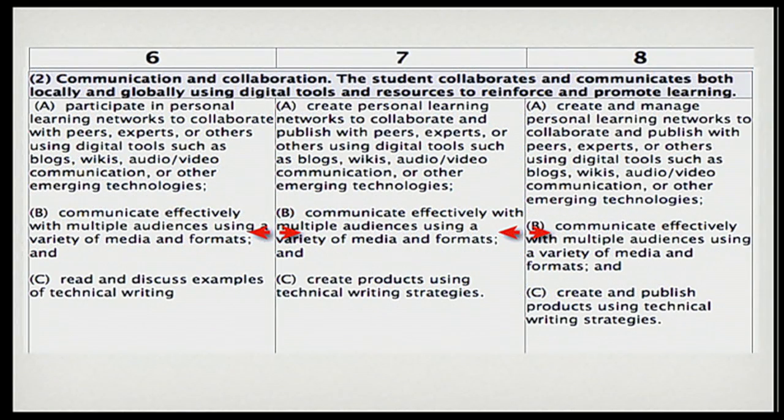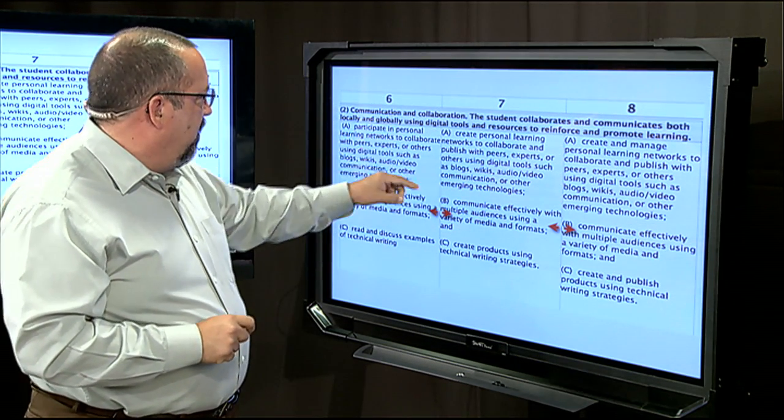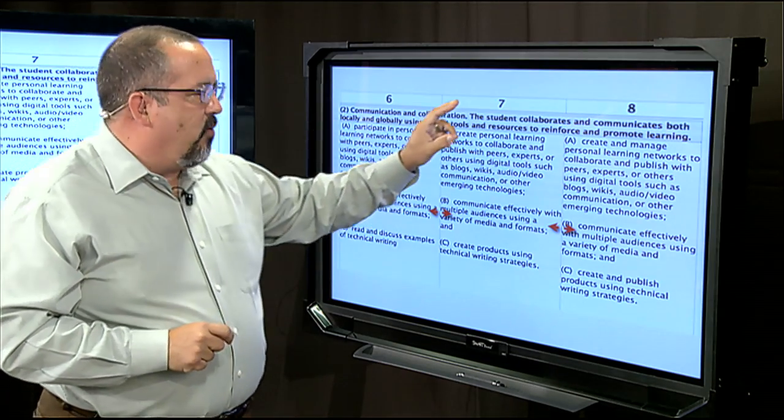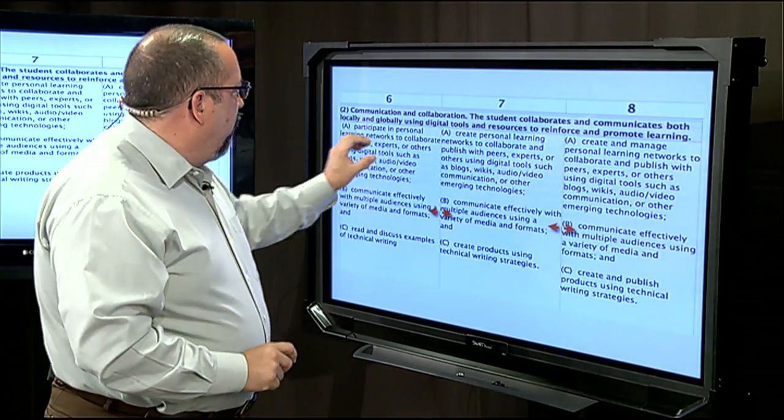So let's look at 6th, 7th, and 8th grade for this strand, communication and collaboration. You notice my little arrows here. There's only one that's common across this strand, and that's 2B for 6th grade, 2B for 7th grade, and 2B for 8th grade. That's the only one that's common. All the others are different.